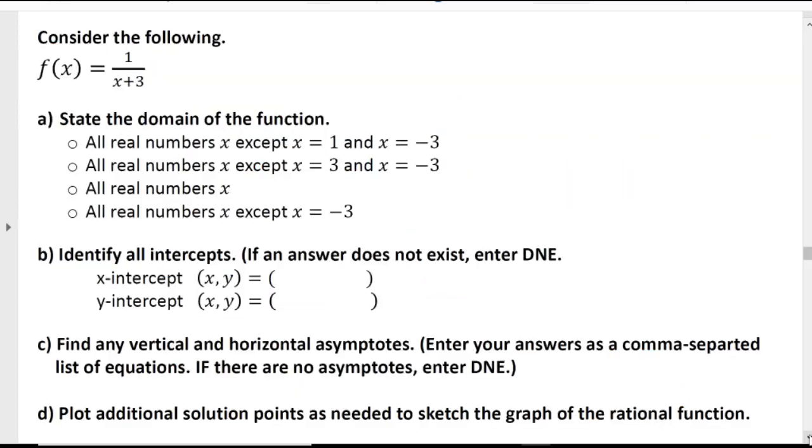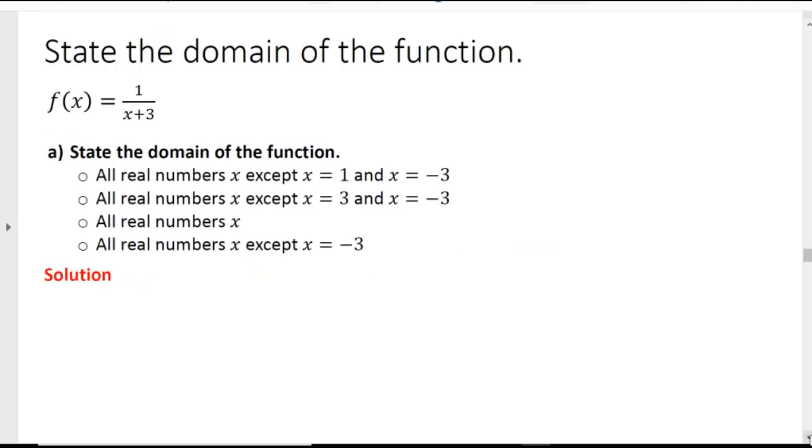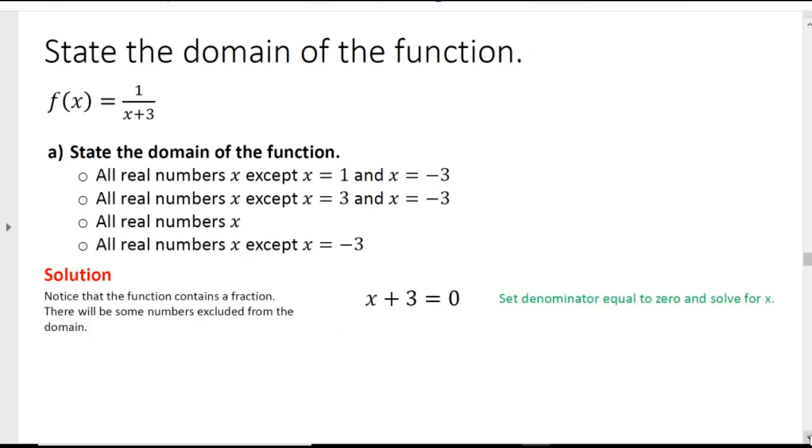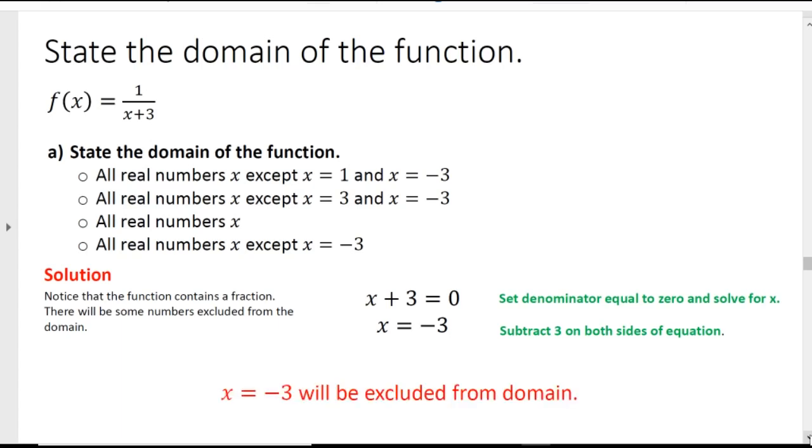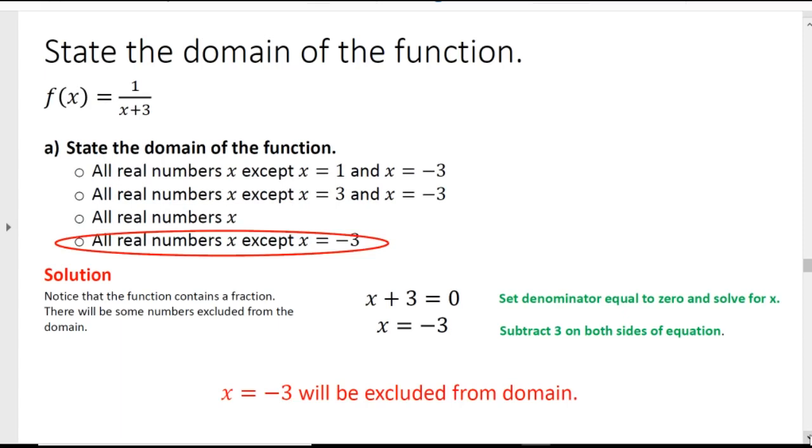Okay, consider the following. So we have a rational function, and we want to state the domain, identify the x-intercepts, the vertical and horizontal asymptotes, and plot additional points. So let's look at the domain first. Since we have a fraction, that means that there's some restrictions. So we're going to take the denominator and set it equal to 0. So if I solve for x, we get negative 3. So negative 3 cannot be part of our domain. So our domain is all real numbers except for negative 3, which is the last one here.